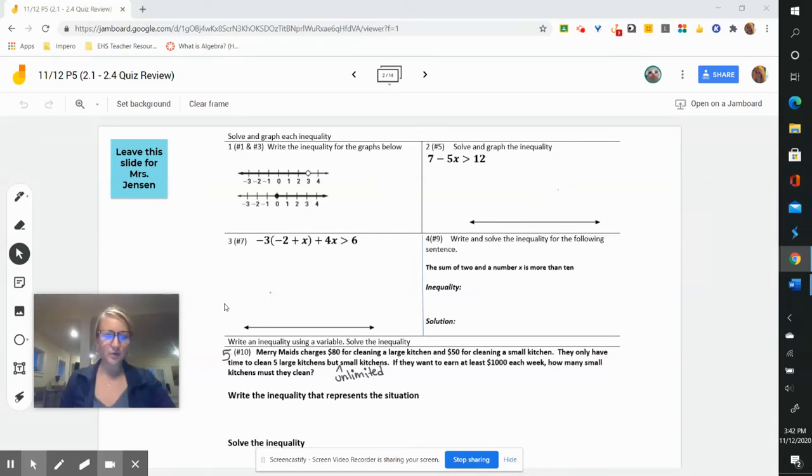Let's go over these Jamboard practice problems for the 2-1 to 2-4 formative quiz review. For number 1, we want to write the inequality for the graphs below. The first graph is shaded to the left, so we know it's going to be less than, and it is an open or non-filled in circle at 3. So that means that 3 is not included in the possible solution set, so it's just going to be less than. So it'll be x is less than 3.